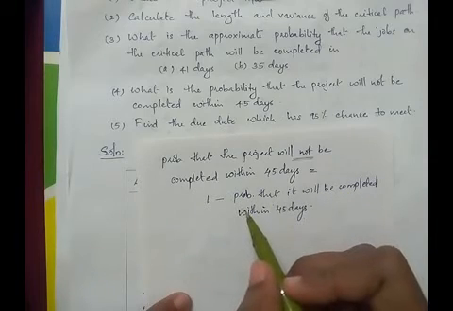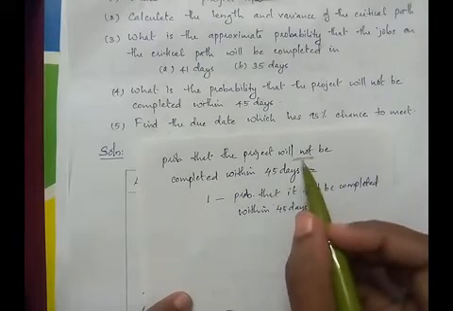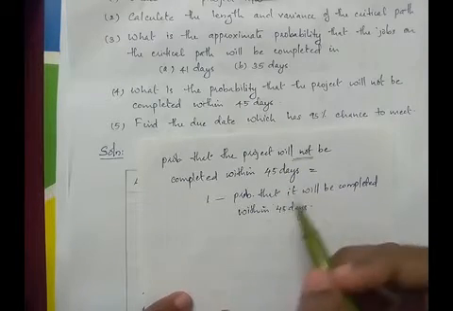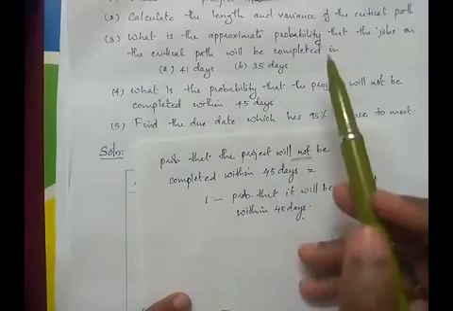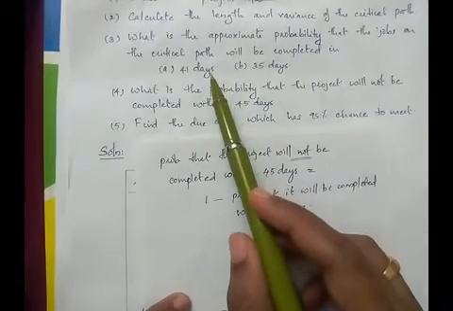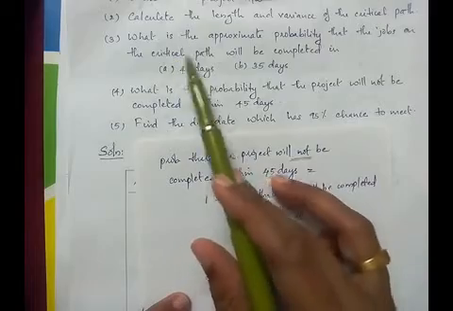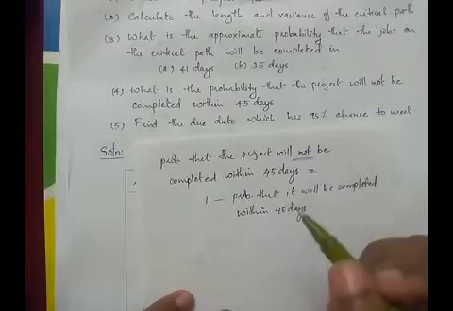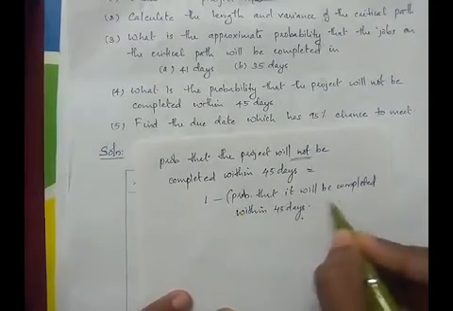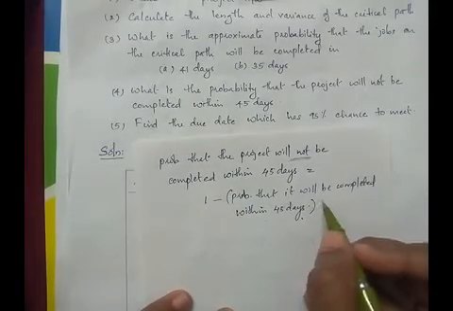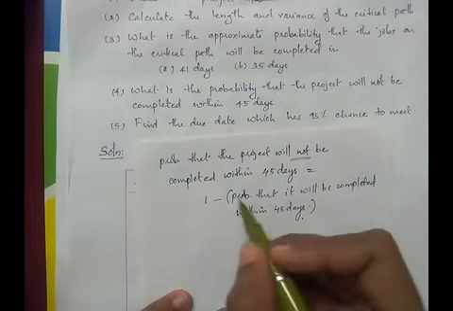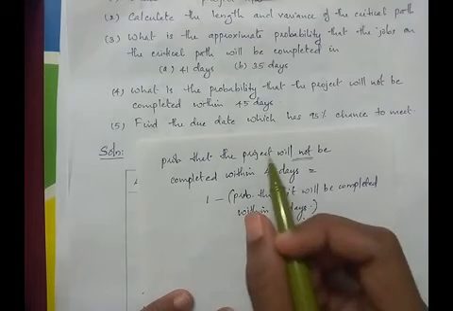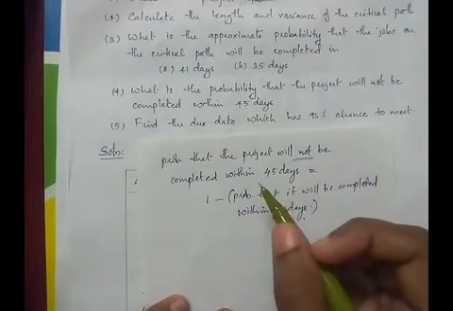It is easy for us to find the probability that the project will be completed within 45 days by the above method. The steps which we used to find the probability in the third part of the question can be used for this part, and by that method we'll get this value which I have put in brackets, and subtracting that from 1 we'll get the answer for the fourth part of the question.